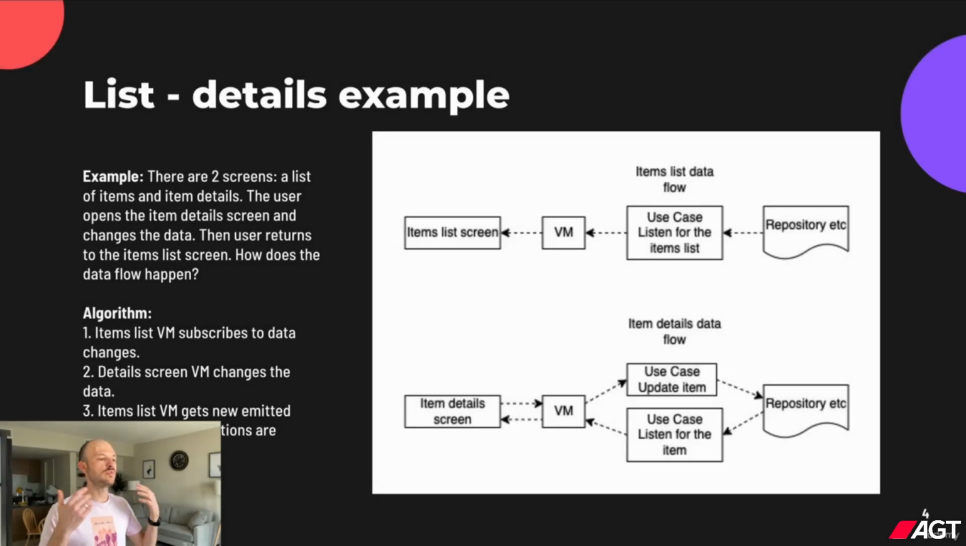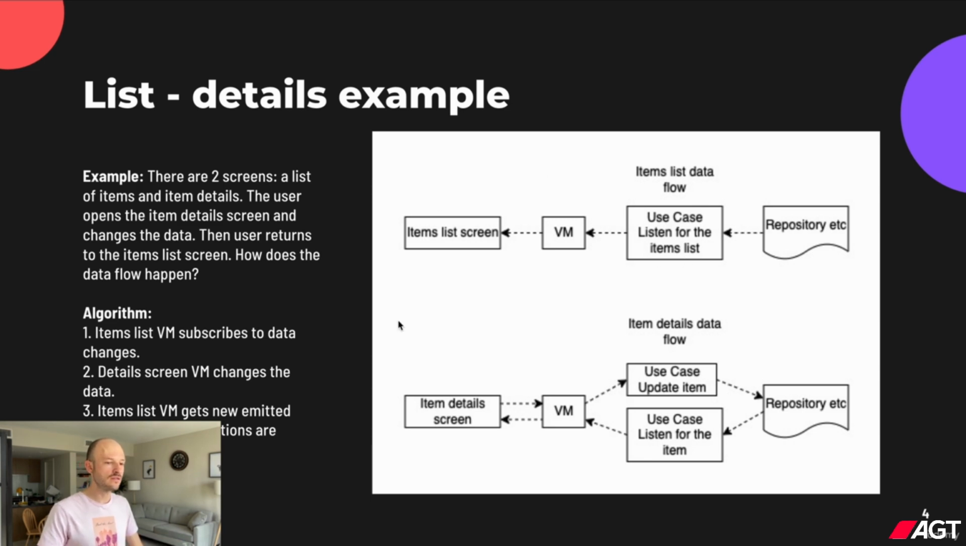Now let's look at a more complex example. There are two screens, a list of items and item details. The user opens the item details screen from the items list and changes the data. Then the user returns to the items list screen. So how does the data flow happen? The algorithm is the next. Items list viewModel subscribes to data changes. Then details screen viewModel changes the data. Both items list viewModel and details screen viewModel get newly emitted data at the same time. No additional actions are required.